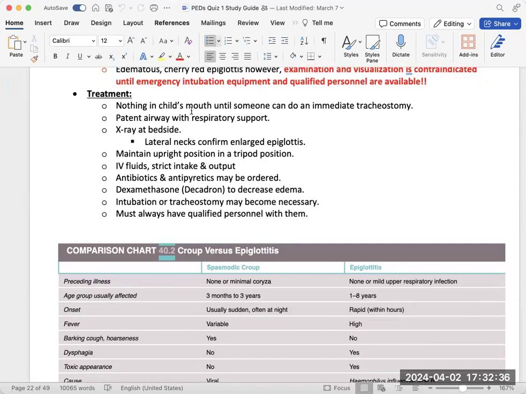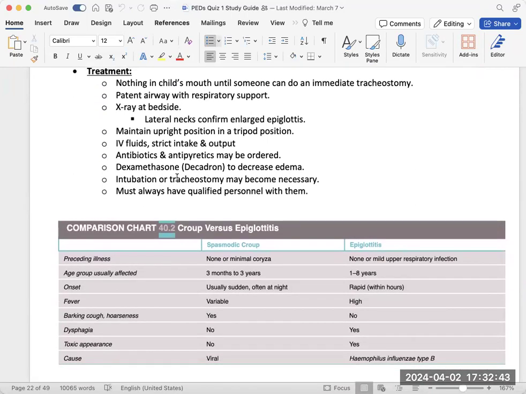Remember, our goal, like the other one, is patent airway with respiratory support. There also needs to be an X-ray at the bedside because we need to confirm what's going on in the chest area, and we also want to confirm if there's an enlarged epiglottis. We need to maintain an upright position in a tripod position, so we just need to keep them upright. We want to make sure we have IV fluid, strict intake and output. Antibiotics and antipyretics may be ordered. Remember, they're going to have a fever, so we're probably going to have antipyretics.